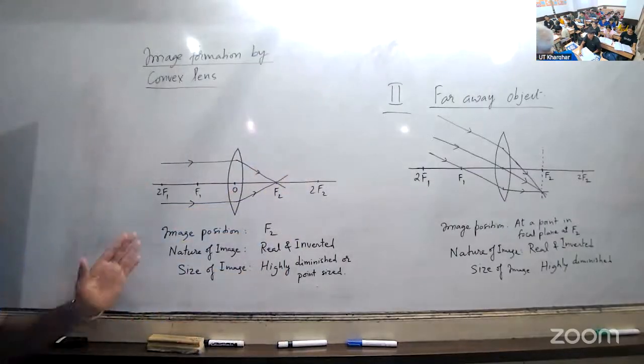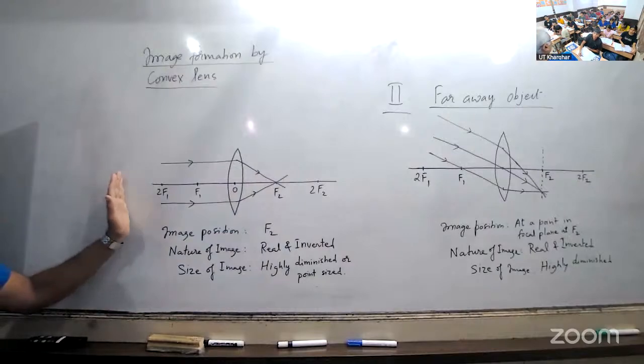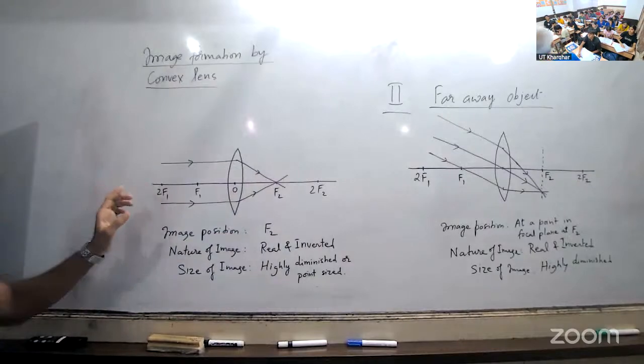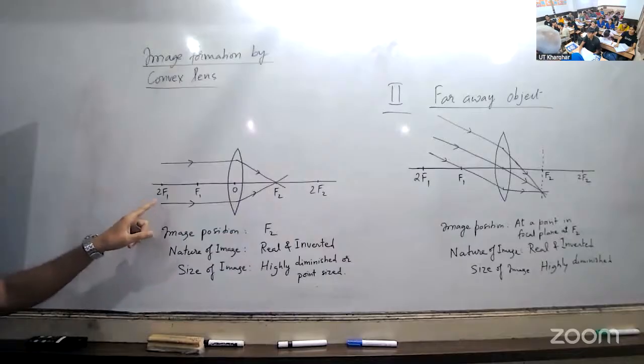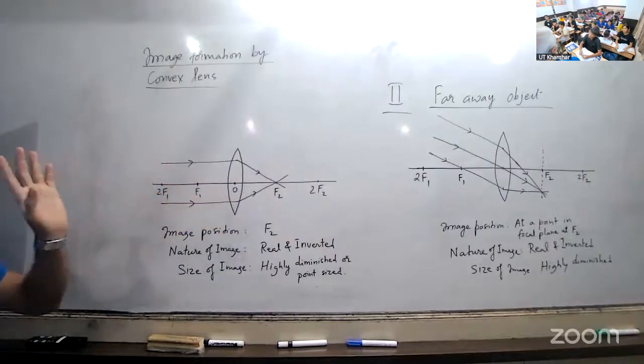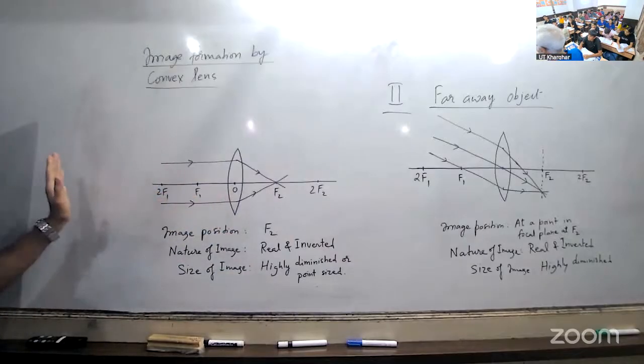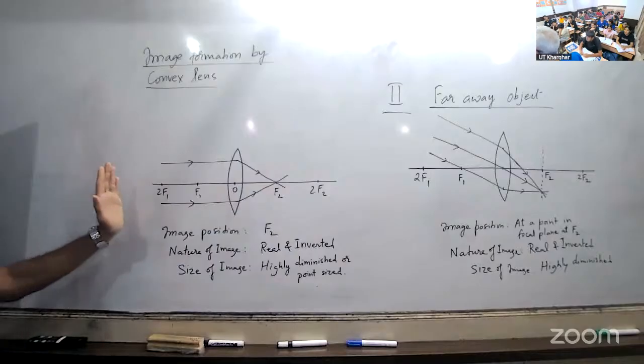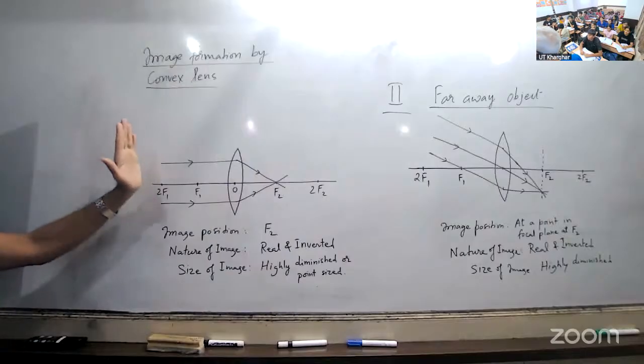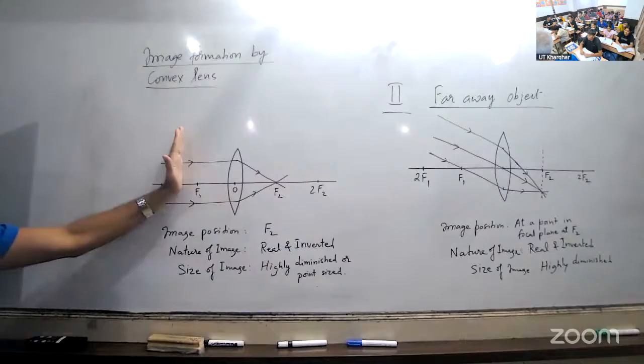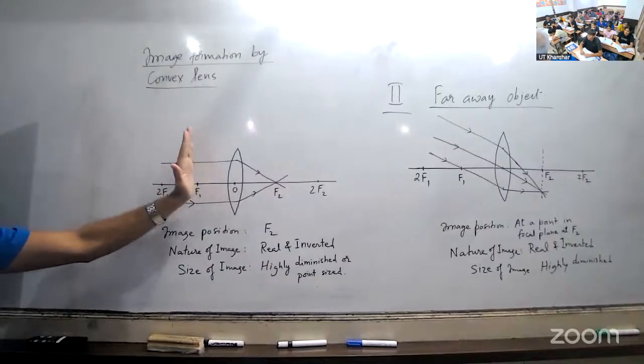Now, what is the next object position? First was infinity, okay? Now, it's very easy to remember. How many points are there? 1, 2, 3. Only 3 points, right? After infinity, you have to keep the object beyond 2f1. The object will now come near the lens: beyond 2f1, at 2f1, between 2f1 and f1, at f1, between f1 and O.